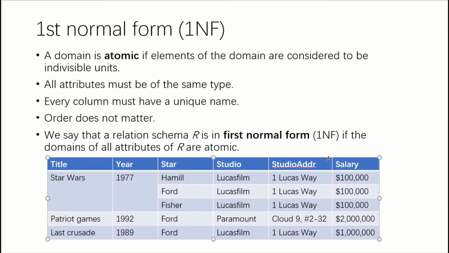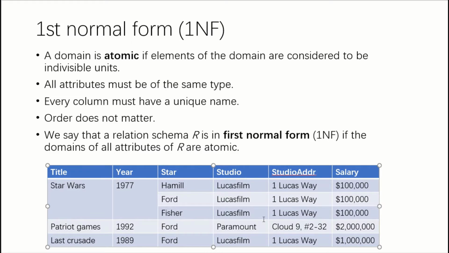We have an example below that does not conform. For example, these are merged cells, so this will not be atomic. If they are separated, with Star Wars repeated for every row, then that will be atomic. The second thing is this, whereby I'm mixing between addresses, so this will also not be in first normal form. I think we discussed a little bit on this in the earlier part of the course. So this will not be considered first normal form.